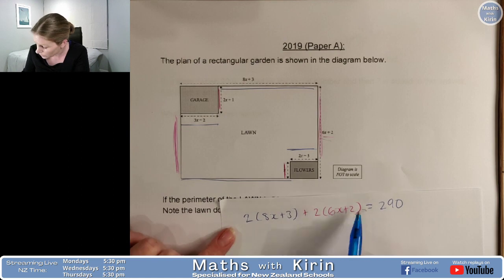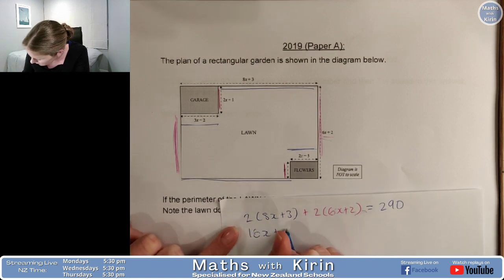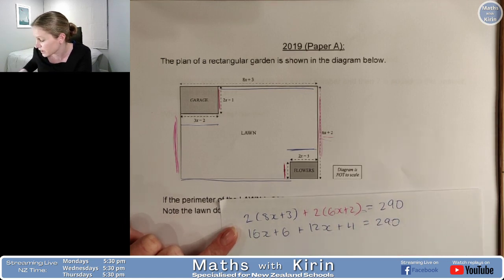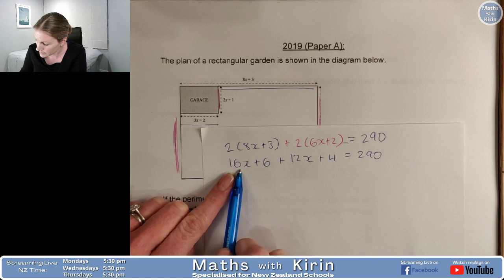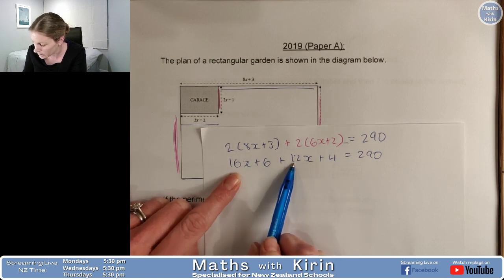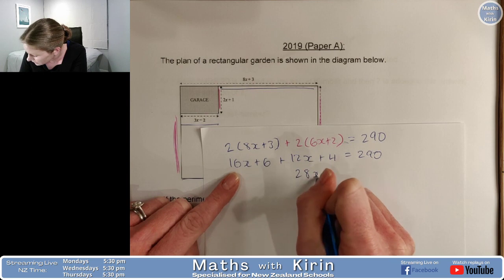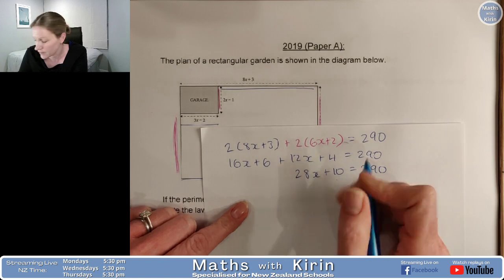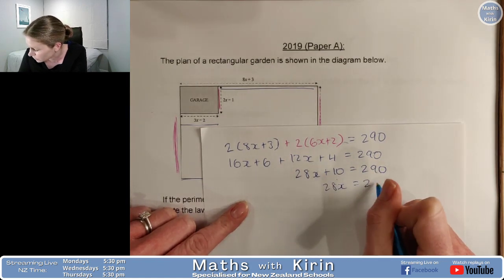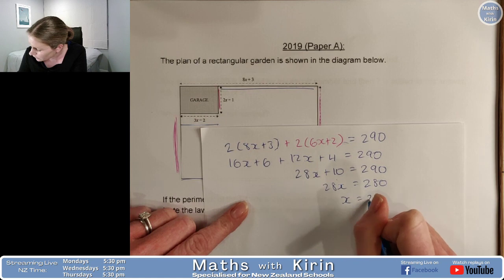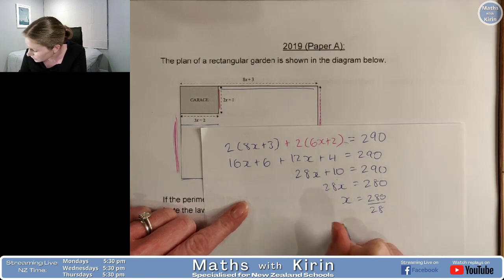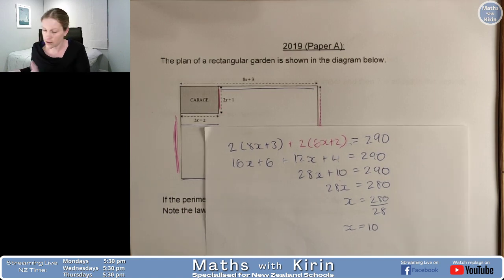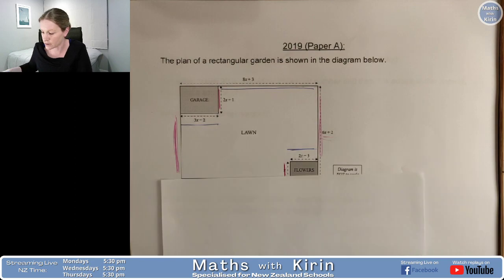Okay, so from here we can expand out. So we get 16x plus 6 plus 12x plus 4 is equal to 290. 16x plus 12x, well 10 and 10 is 20 and 6 and 2 is 8, so we've got 28x plus 10 is equal to 290. Bringing our 10 across to the left-hand side, 28x is equal to 280. So x is 280 divided by 28, which is 10. Okay, and we're done.